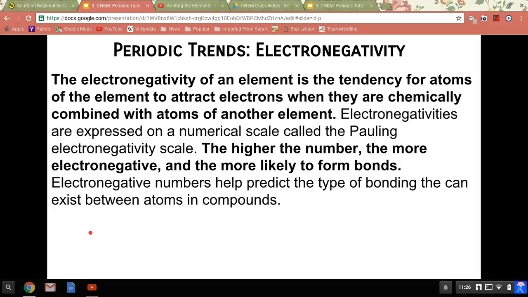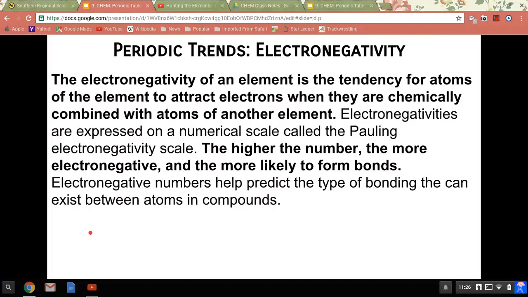Up next, and this is the last trend we're going to be talking about today, is electronegativity. The electronegativity of an element is the tendency for atoms of the element to attract electrons when they're chemically combined with atoms of another element. Also, sounds complicated, but it's really not. Electronegativity is how good an atom is at pulling electrons to itself.